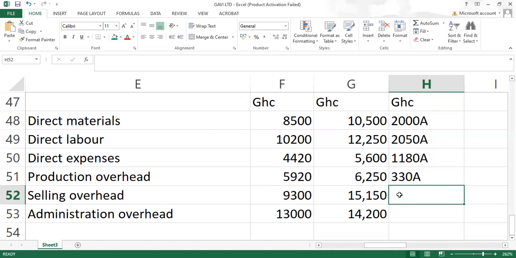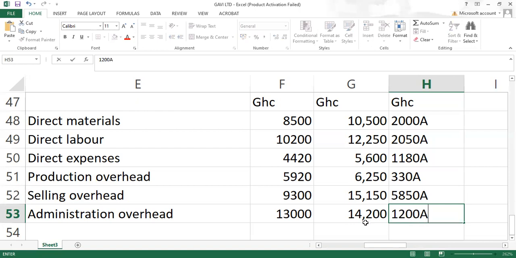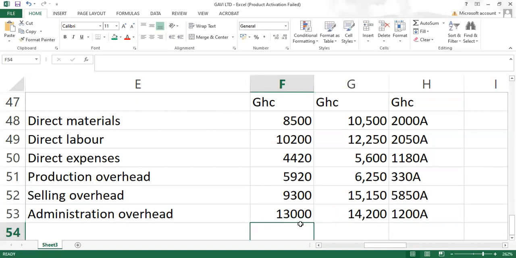150. 5,850. Favorable or adverse? Adverse. Okay, let's come to the next one. 1,200, favorable or adverse? Adverse. Adverse, okay. If you like, you can add all the costs. If you like, you can put the total here. I don't have any problem. Are we okay now?